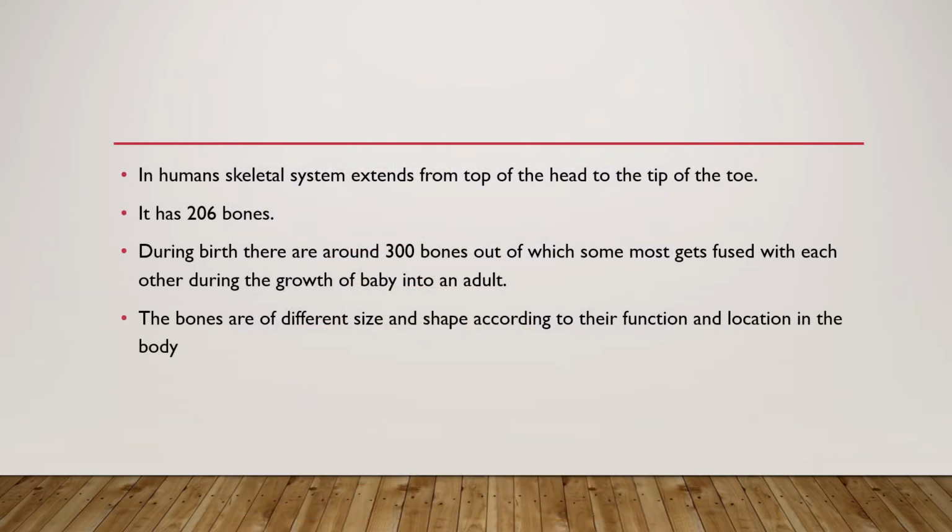In humans, the skeleton system extends from the top of the head to the tip of the toe, as we have already discussed. Human beings have 206 bones. But this is not the case when a child is born. When a child is born, it has around 300 bones. After some time, when the child turns into an adult, these bones get fused with each other, and we are only left with 206 bones in an adult. The bones present in our body are of different sizes and shapes according to their function and location in the body.